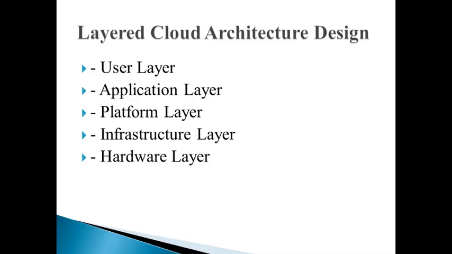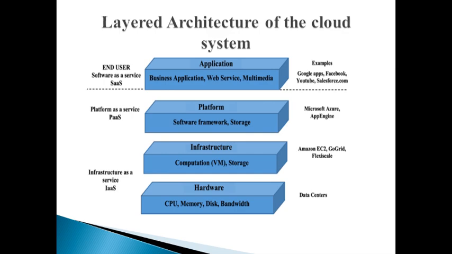Next, we are going to see the layered architecture of the cloud system. This diagram illustrates the five-layer architecture of the cloud computing environment. Each layer plays a distinct role in delivering the services to the end user. First layer is the application layer. SaaS is known as software as a service. This is the topmost layer where the end user interacts with the cloud-based software. Examples include Google Apps, Facebook, YouTube, and Salesforce.com. Users don't manage or control the underlying infrastructure, only the application itself.